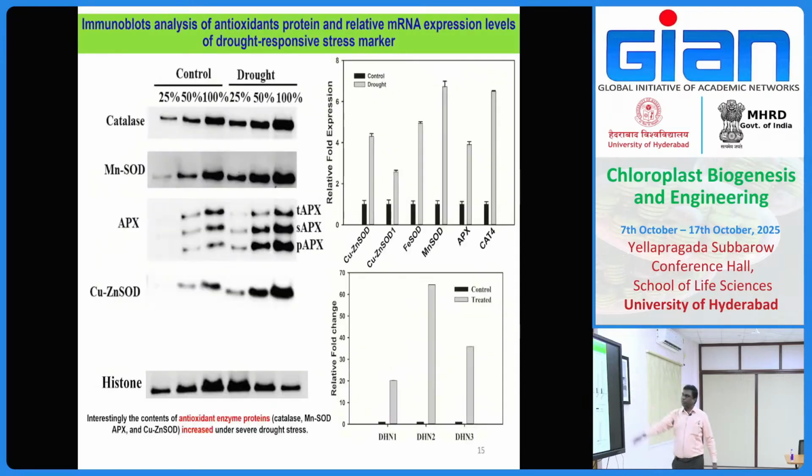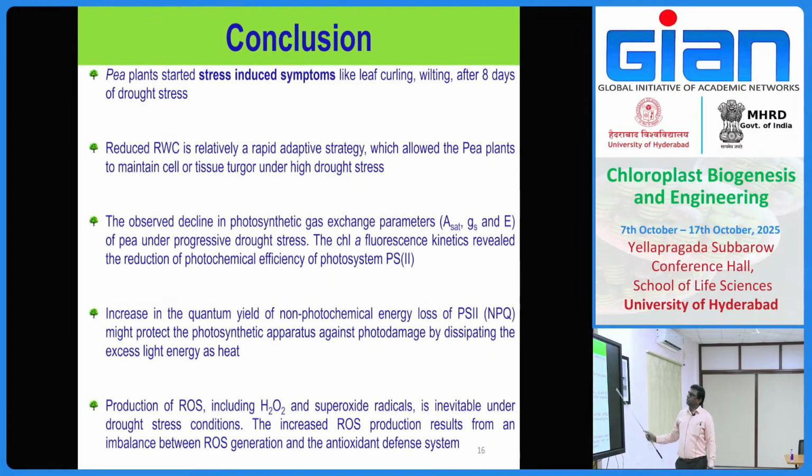Okay, now the same thing we showed using Western blotting. Western blotting is nothing but antibodies. Against these proteins we have antibodies. So we tested the significant increase of catalase, manganese SOD, APX, and copper-zinc SOD. You can see in 100% drought they have a significant increase. We showed this as the relative increase in the graph. So we can read this as: there is a decrease in photosynthesis because of the increase of ROS and non-photochemical quenching. That is the summary of this.